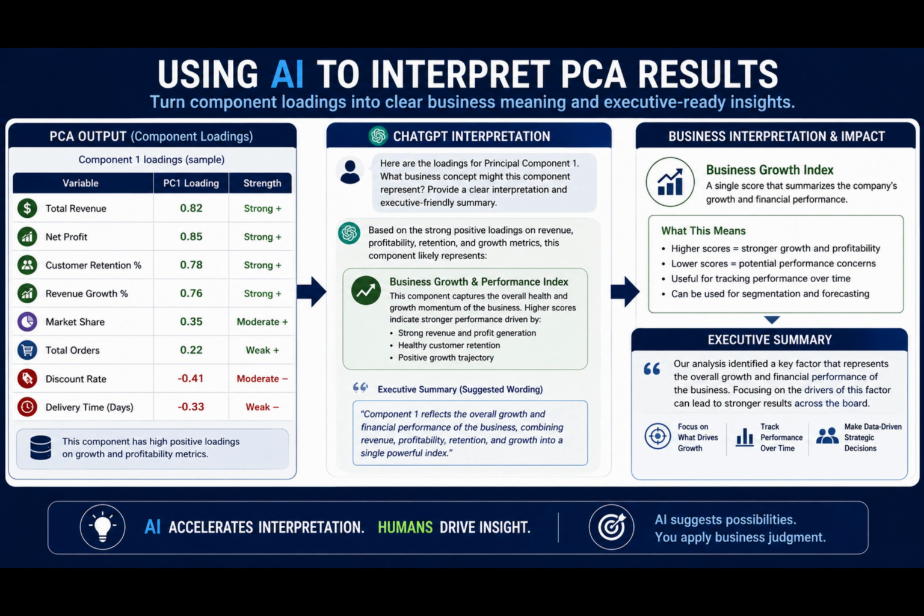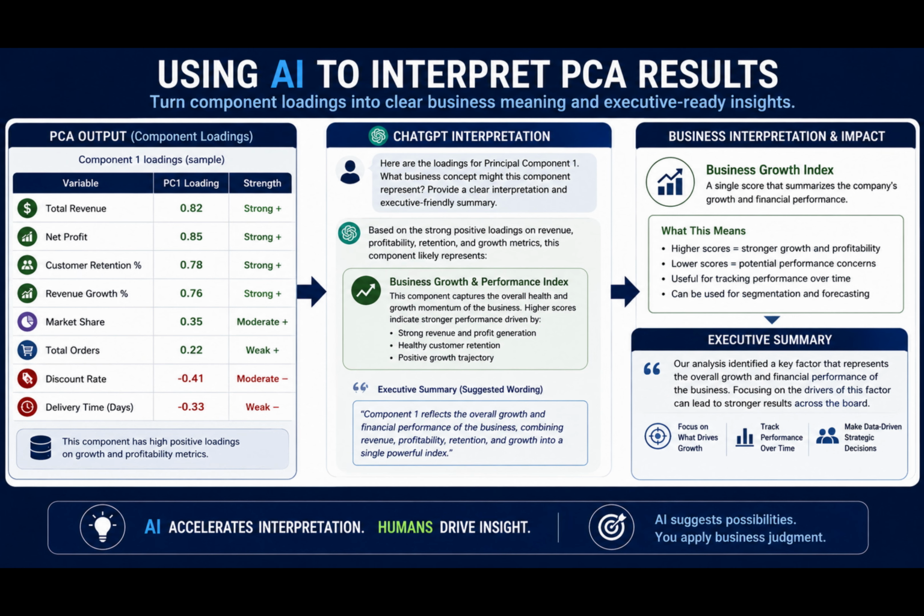An analyst can provide these loadings to AI and ask, what business concept does this component represent? AI reviews the strongest drivers and suggests a meaningful interpretation. In this example, it identifies a business growth and performance index. AI can also generate executive-friendly explanations, suggested wording, and summary statements. The analyst still makes the final decision, but AI dramatically accelerates the process of turning mathematical outputs into business understanding. In short, AI helps bridge the gap between statistics and strategy.